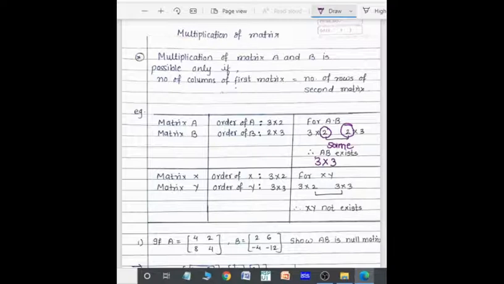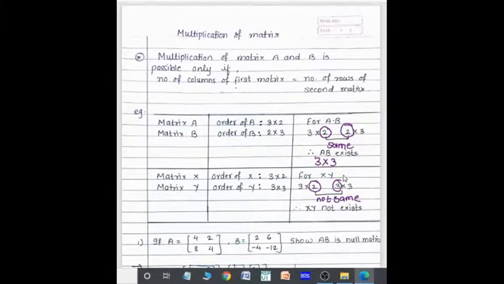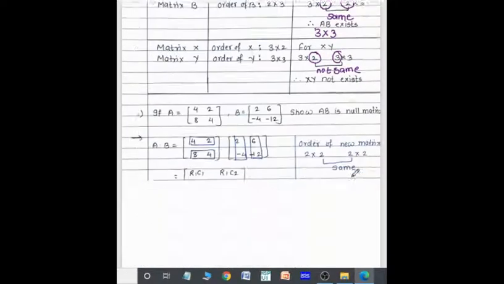हे उरलेले एलिमेंट. Now matrix X is of order 3 by 2 and matrix Y is of order 3 by 3. So for XY, write down here the orders of matrix, and if we observe this, these two values are not same. So we can write it as XY not exist. We cannot multiply the matrix X and Y.